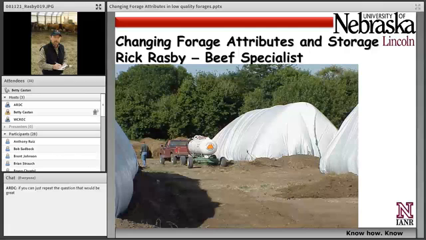I'm Rick Rasby, Extension Beef Specialist, and they've asked me to talk today, primarily focusing on use of low-quality crop residues and basically talk about ammoniation. Then on the tail end of the talk, we'll talk a little bit about storage of byproducts. We've talked about that quite a bit here in the past few years, so I'll just touch on that briefly.